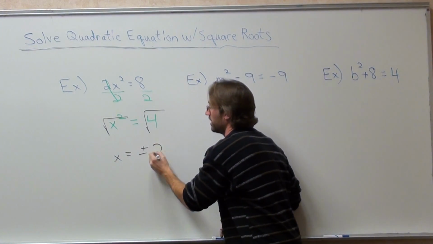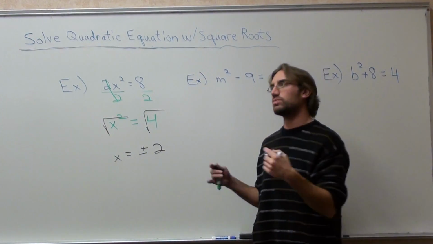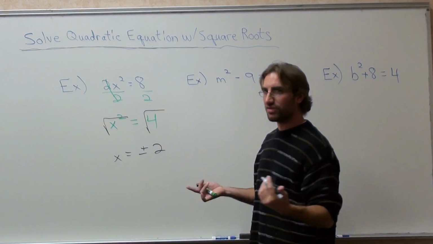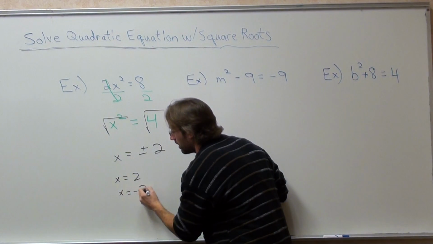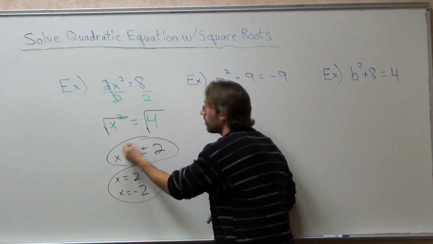And the square root of 4 is 2. Bam. So x equals plus or minus 2. If you want to write it out a different way, you would write x equals 2, x equals negative 2. Either way you write it is fine.